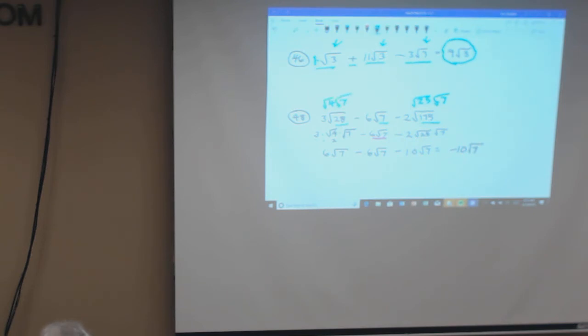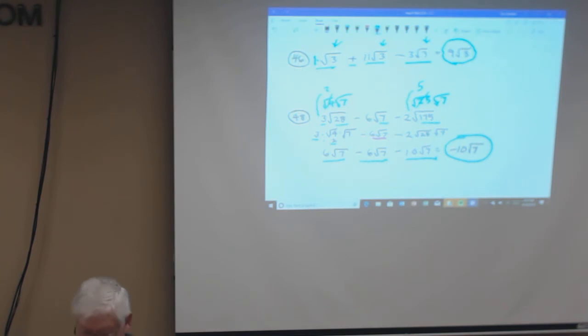So now I have 3 times 2 times the square root of 7. That's 6 times the square root of 7. See, this 4 became 2, and this 2 times this 3 becomes 6. Minus 6 radical 7, and then this is 5. And 5 times 2 becomes 10, minus 10 radical 7. So I have 6 radical 7, minus 6 radical 7, minus 10 radical 7. And so that gives me an answer of negative 10 radical 7.